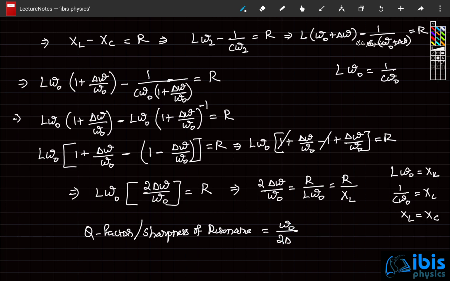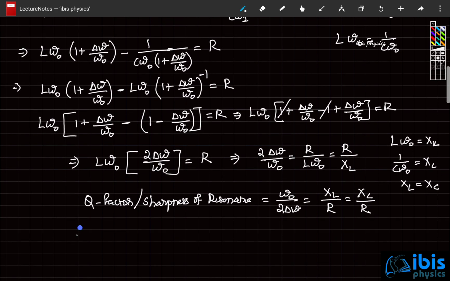equal to omega naught by 2 times delta omega. That has come out to be XL by R. XL can also be written as XC by R. So the sharpness of resonance or Q factor can be defined as omega naught by 2 times delta omega, which is XL or XC by R.